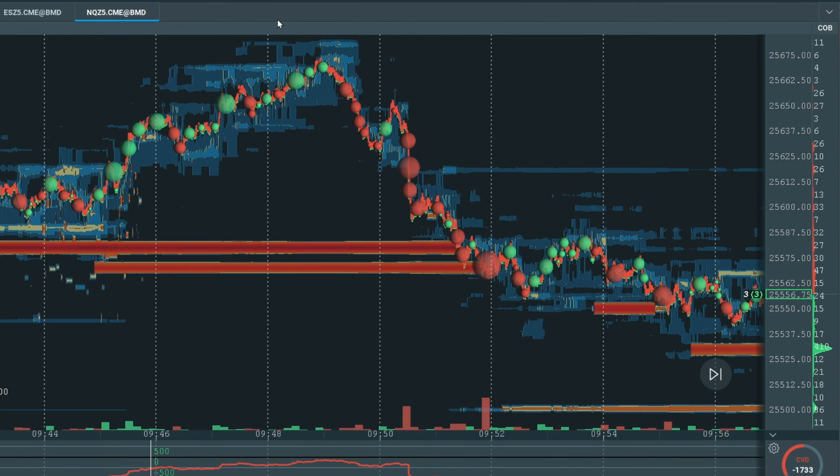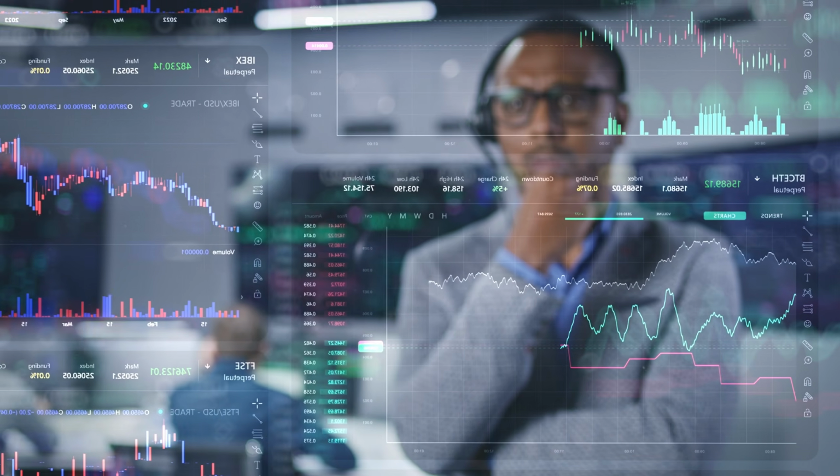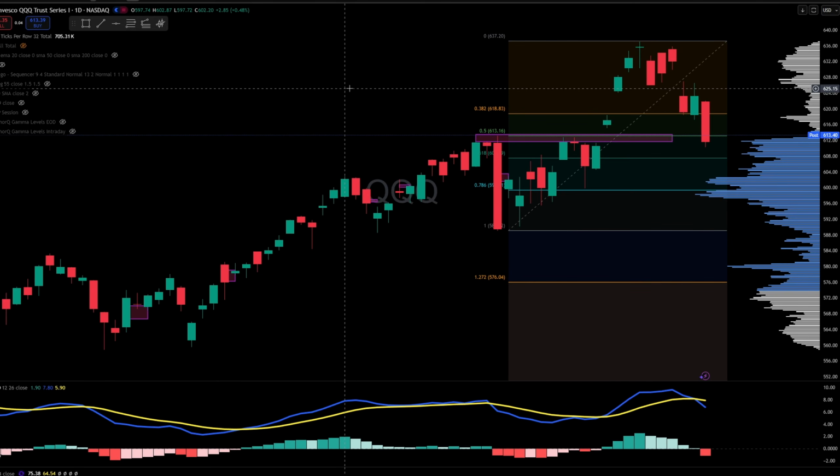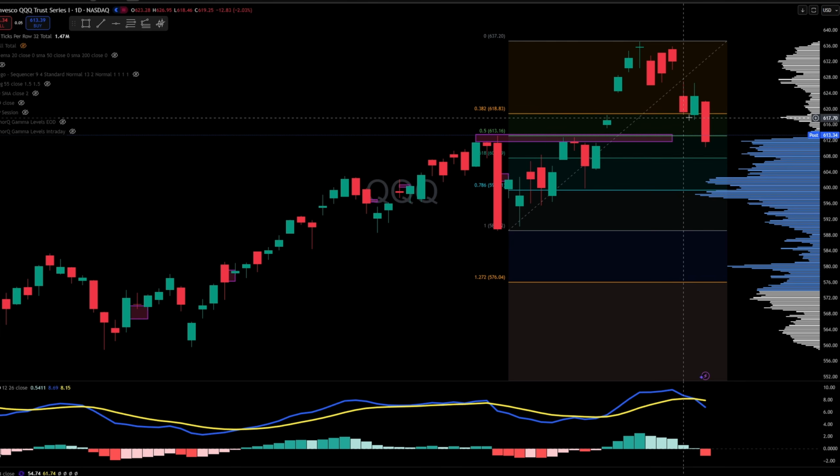Let's take a look at how we can use Bookmap to get a directional bias in the markets. Now, to shed a little bit of context on what type of market condition we were in today, before we come back over and take a look at Bookmap, we can see we had a nasty red candle today. Here's the NASDAQ. The NASDAQ was down 1.86%.